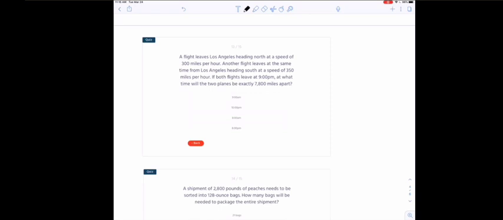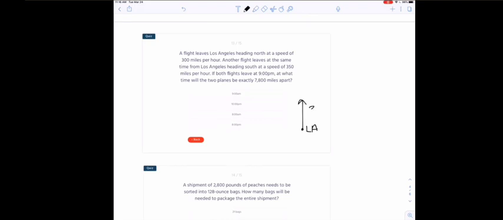Another flight leaves at the same time from Los Angeles heading south at a speed of 350 miles per hour. If both flights leave at 9 p.m., at what time will the two planes be exactly 7,800 miles apart? So we're going to start in LA, right? Head north, 300 miles per hour, and south, 350 miles per hour.